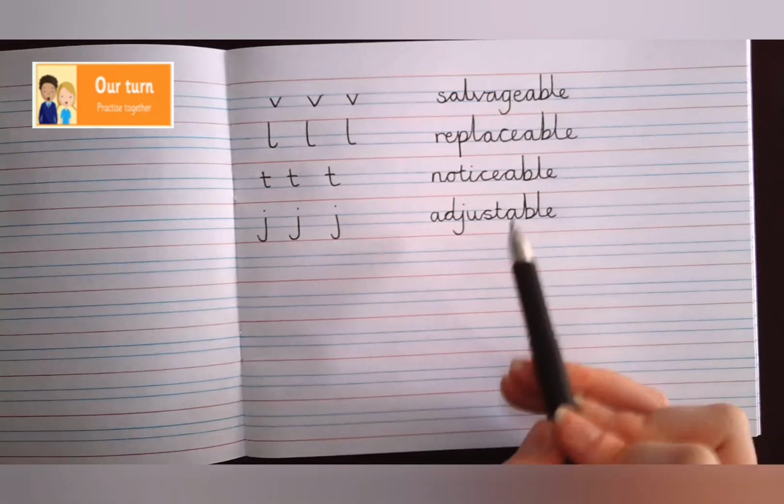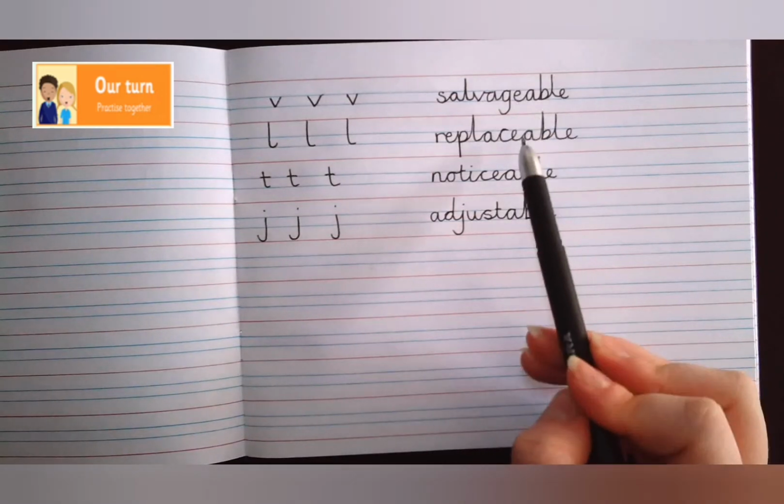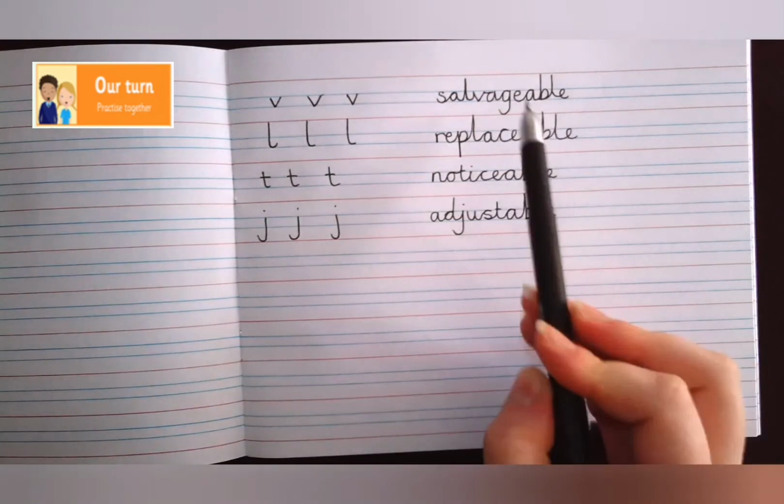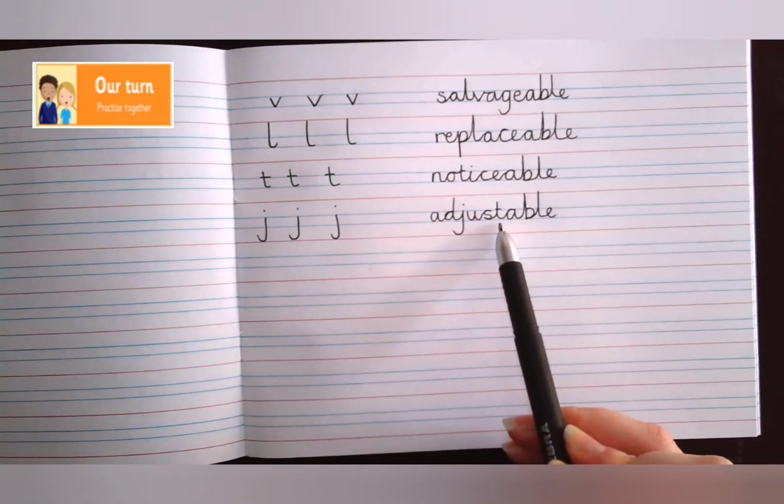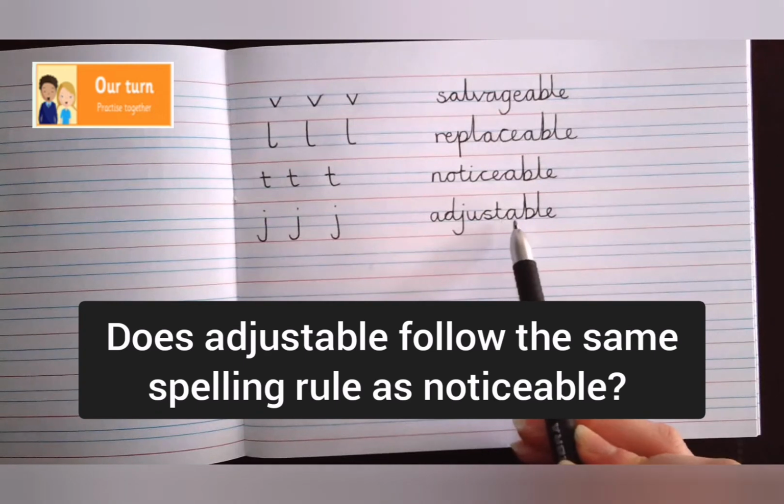And what do you notice? If you look at salvageable, replaceable, noticeable, they've all got the E and then the ABLE suffix. But look at adjustable. Does it have the same rule? It might have the same suffix, but is it the same rule? Have a think about that one, Year 5. It's your turn.